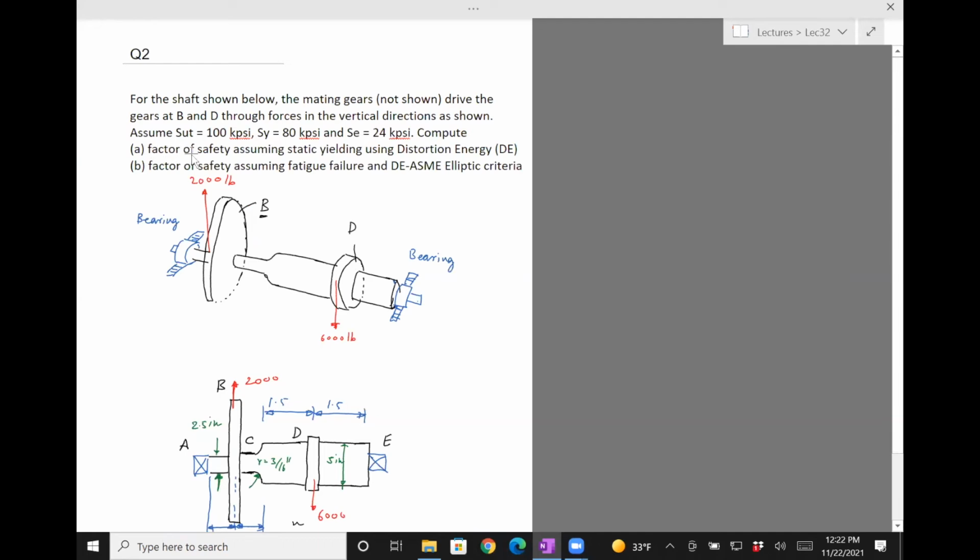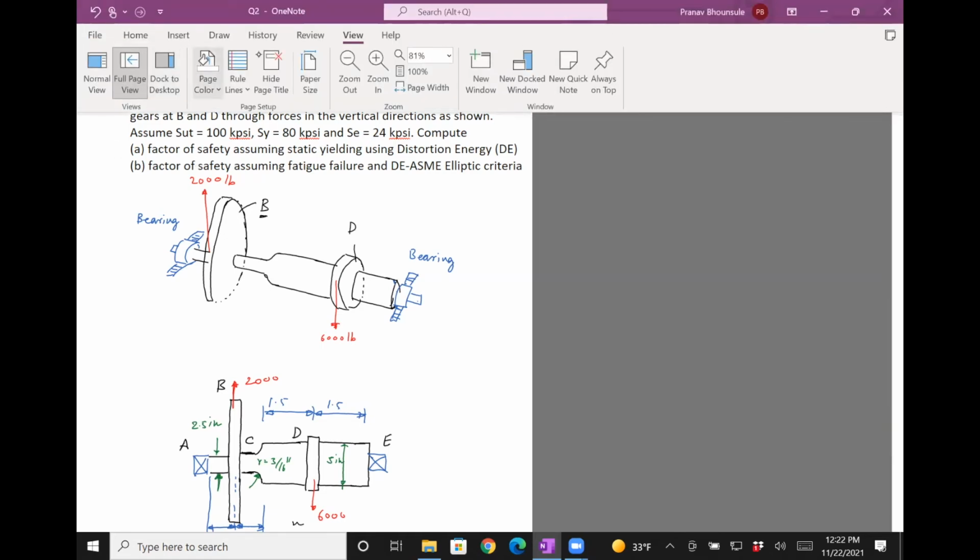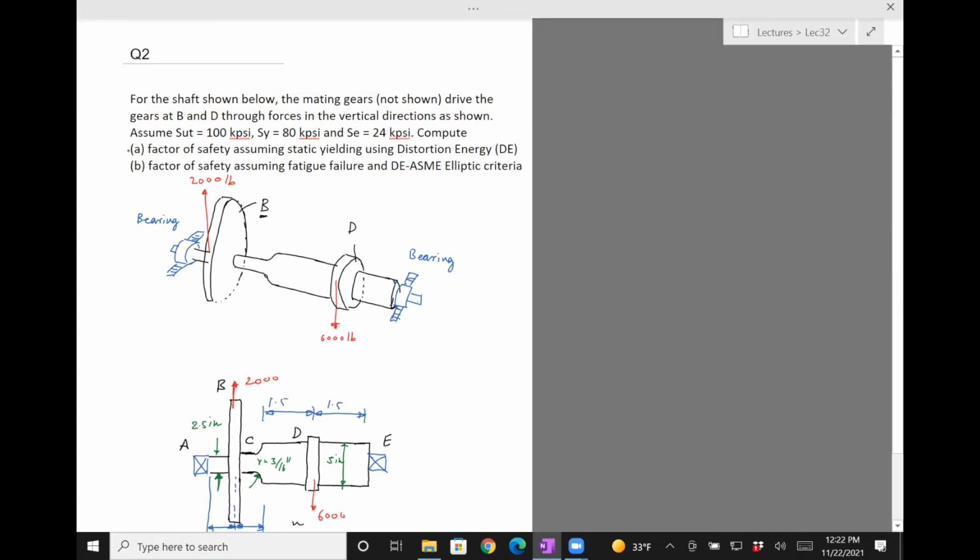Assume that SUT is 100 kpsi, SY is 80 kpsi, and SC, which is the adjusted endurance strength, is 24 kpsi. Compute the factor of safety assuming static yield, using distortion energy. That's the formula which I just wrote down. It's for part E, right, in the previous problem. Okay. And then factor of safety assuming fatigue failure and the ASME elliptic criterion.